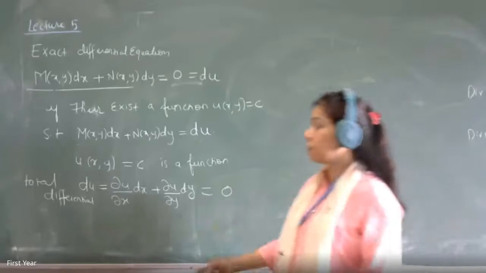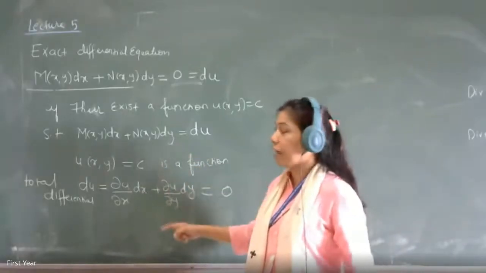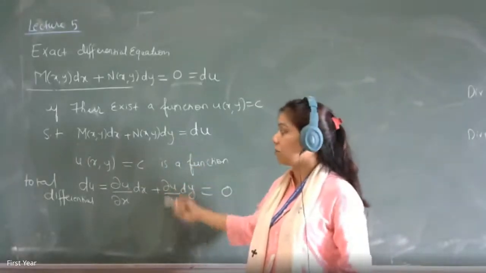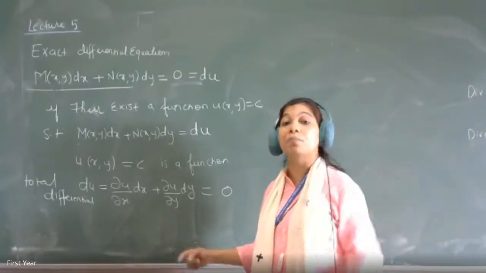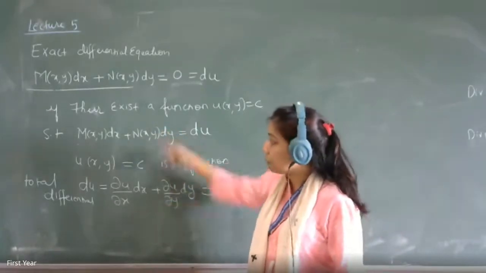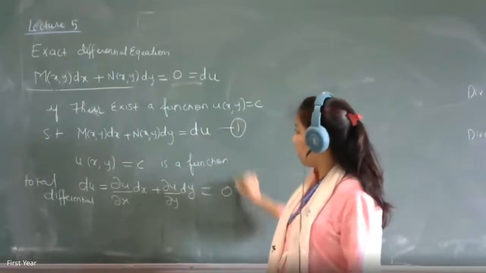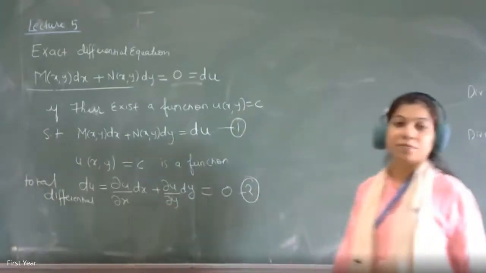Now the next step is to compare these two. I'm taking time for you all to understand this because once you understand this, you'll be able to understand everywhere you can apply it. Now can you compare equation 1 and equation 2? Can you compare? del u by del x is equal to M(x,y).